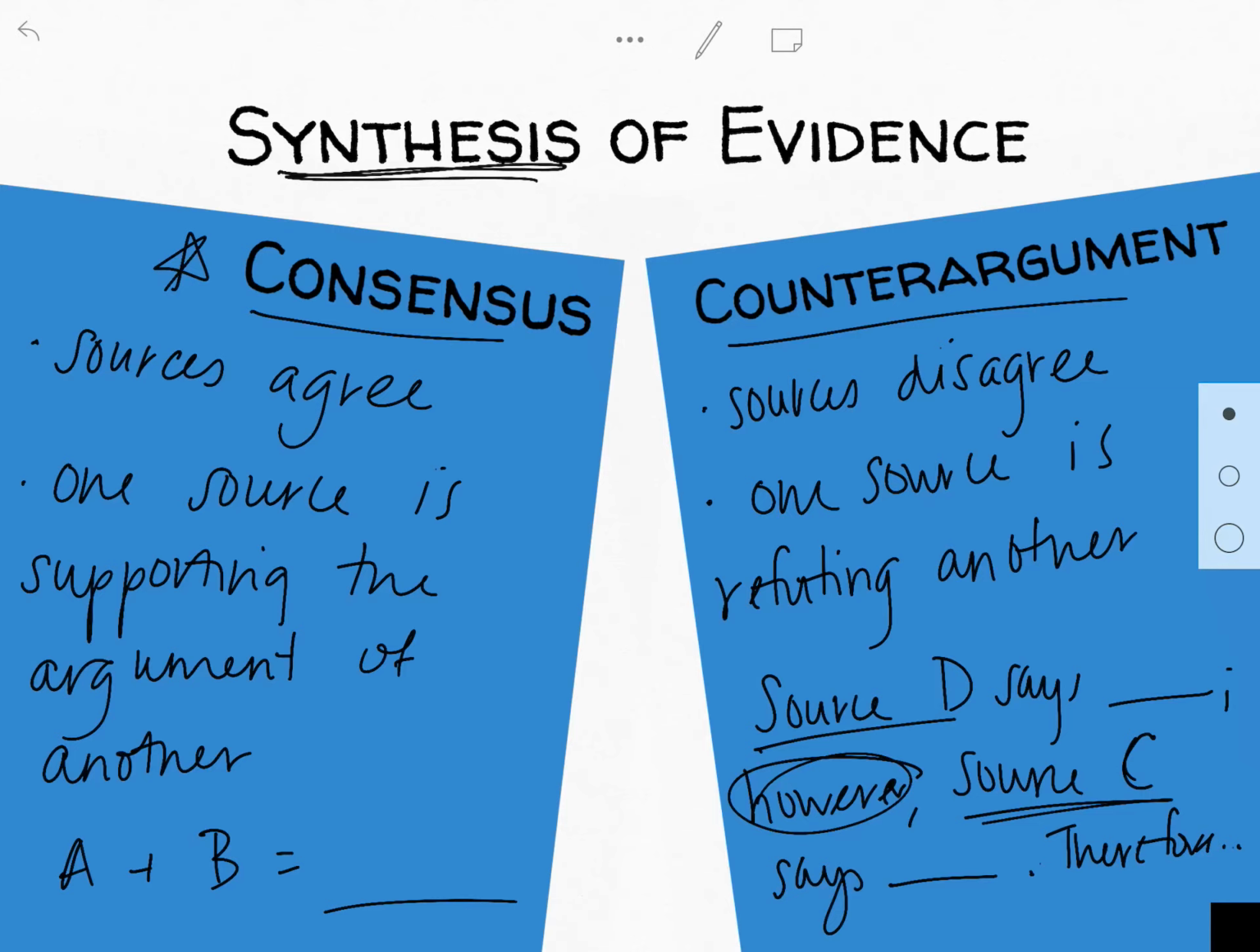A couple of things to keep in mind with a counter-argument paragraph is you always start with the opposition. Because if you start by saying, I believe this, but source D says this, all you've done is kind of left that paragraph in the hands of source D. And what we want to do is start out by saying, here's what my opposition says, but they're wrong, and here's the evidence I have to prove that.